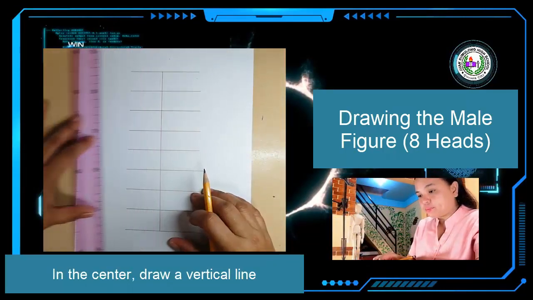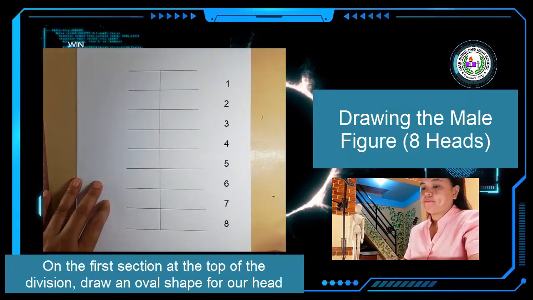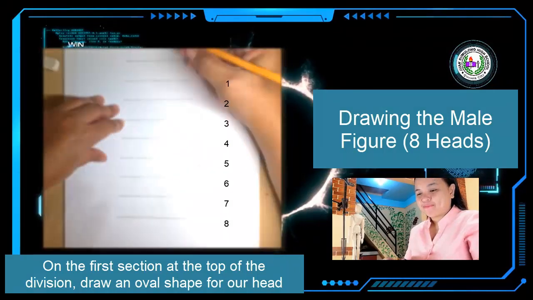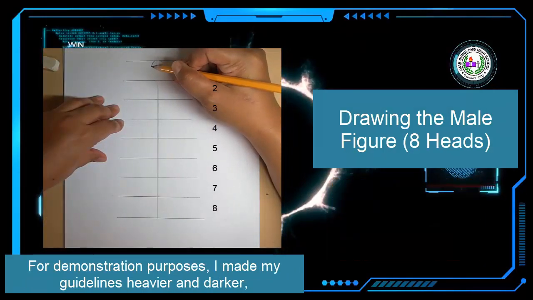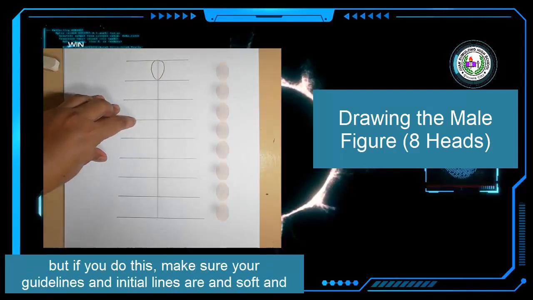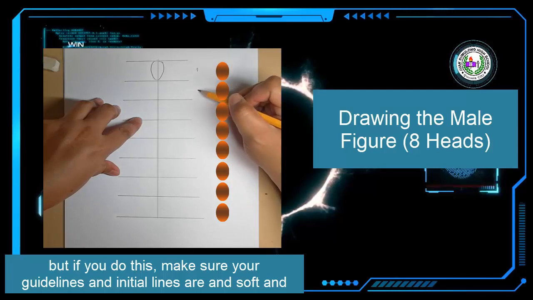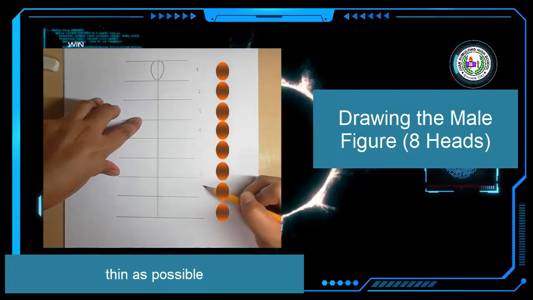At the center, draw a vertical line. On the first section at the top of the division, draw an oval shape for our head. For demonstration purposes, I made my guidelines heavier and darker, but if you do this, make sure your guidelines and initial lines are soft and thin as possible.